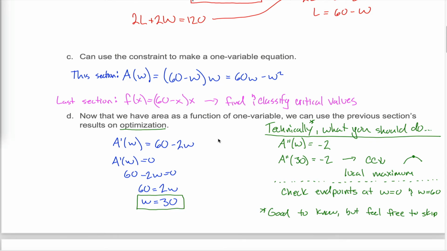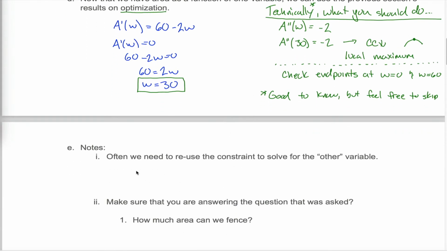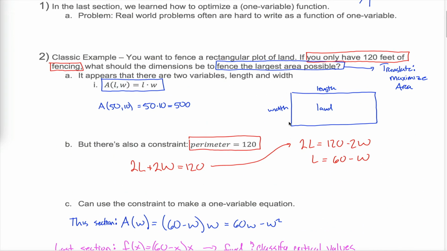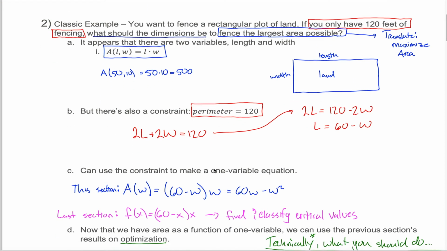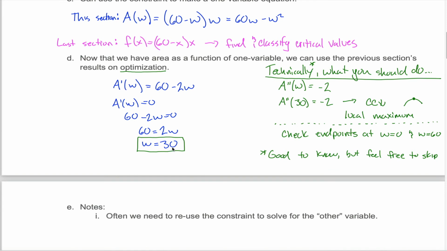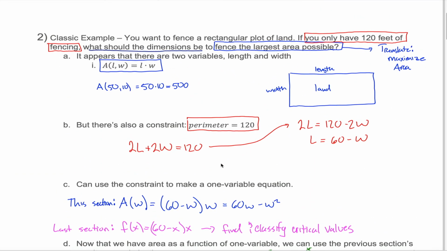One more comment that I want to make. This was a 2-variable problem that we switched into a 1-variable problem and then solved. We figured out that the width equals 30, but did we really answer the question? Often what you'll have to do in these problems is reuse the constraint to solve for the other variable, right? If you go back up here and look at what we were looking for, the question asked, what should the dimensions be? We figured out that the width should be 30, but that's not the dimensions. To know the dimensions, we need to know the length and the width.